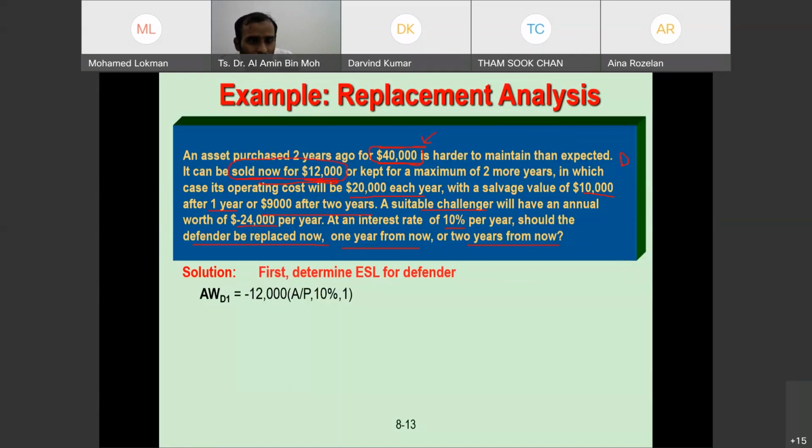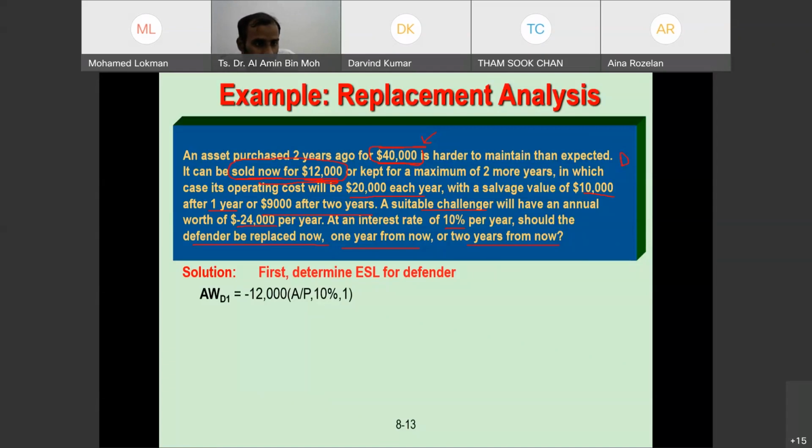Like here, 12,000 if sold now, right? Maybe if they sell in 4 years' time, maybe the value is, let's say, 4,000. So we are going to use that 4,000. But this scenario is exactly a different scenario. Am I answering your question? Yes, sir. Okay, so we continue to our example here.